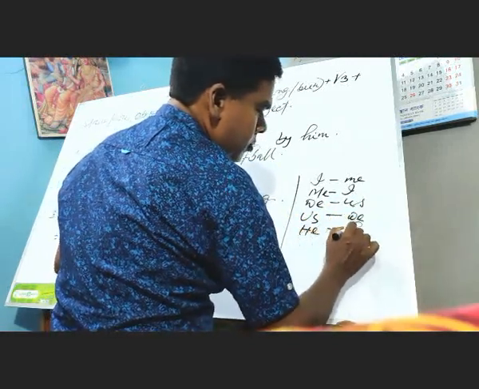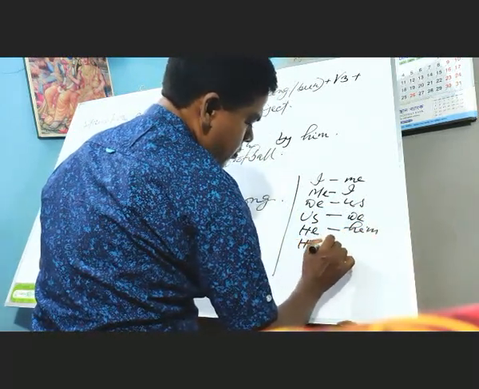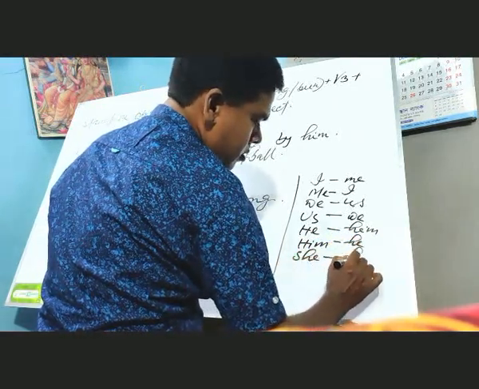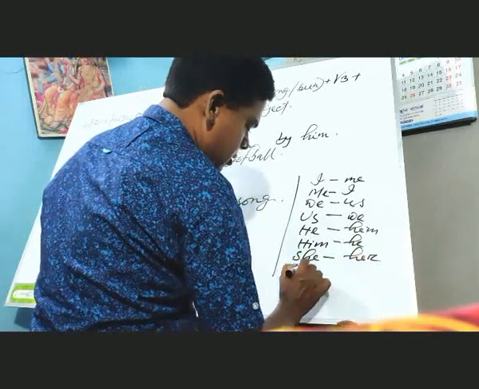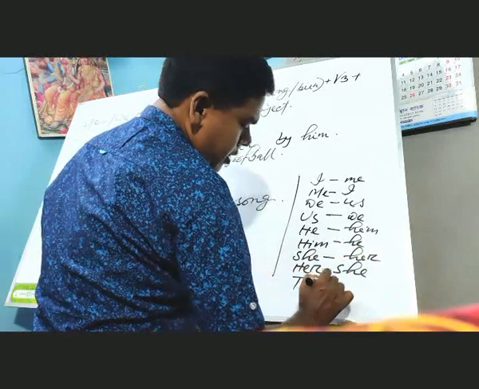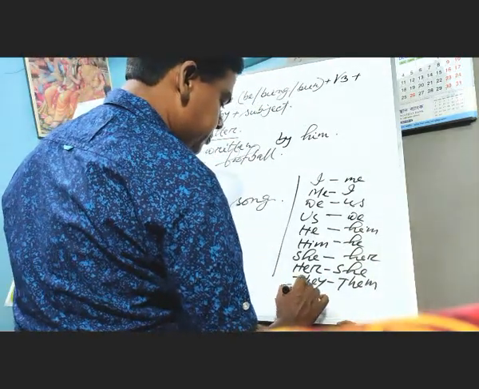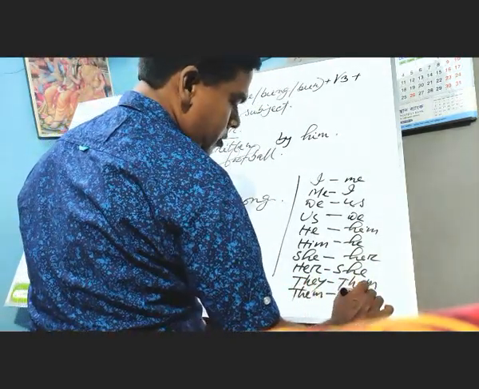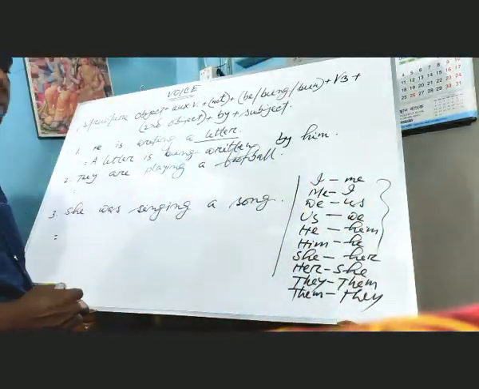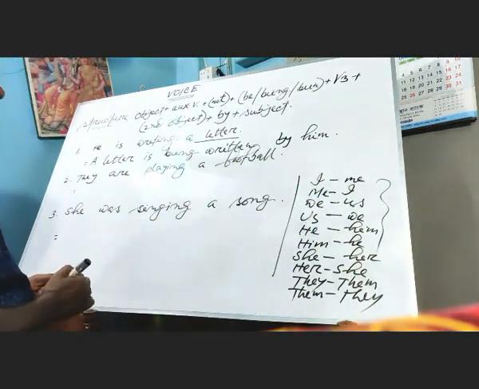He, him. Okay. Him, he. She, her. Her, she. They, them. Them, they. Actually, these are the changing options of pronoun in the case of voice changing.